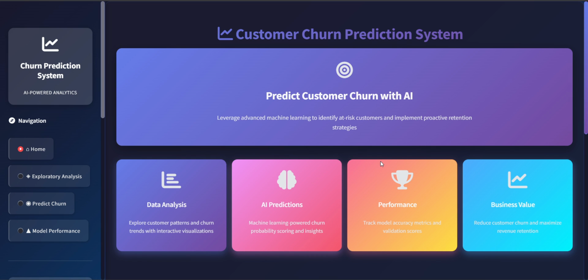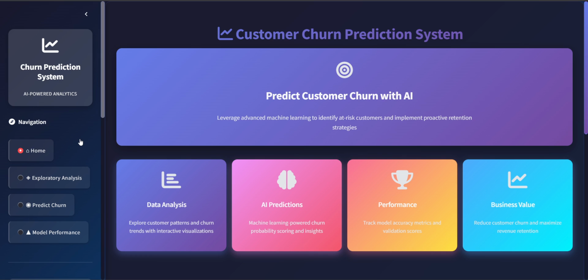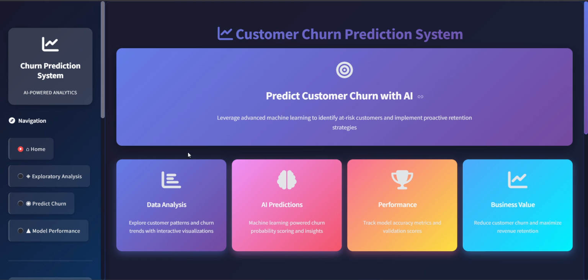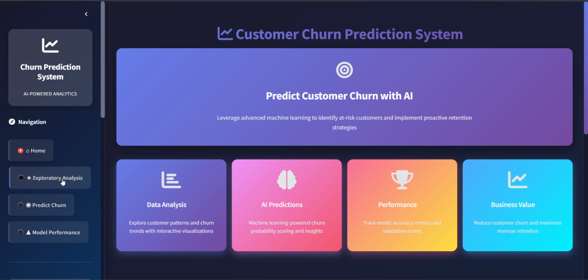Okay, so here's the application. As you can see, I've designed it with a modern dark themed UI that looks professional. This app has four main sections. Firstly, the home page where you can see all our data overview. The second one is the exploratory analysis with interactive charts and insights. The third one is the predict churn section, which is used for making churn predictions and is the star of the application. The last one is the model performance section, which shows how accurate our model is by comparing the different models which I have used in here.